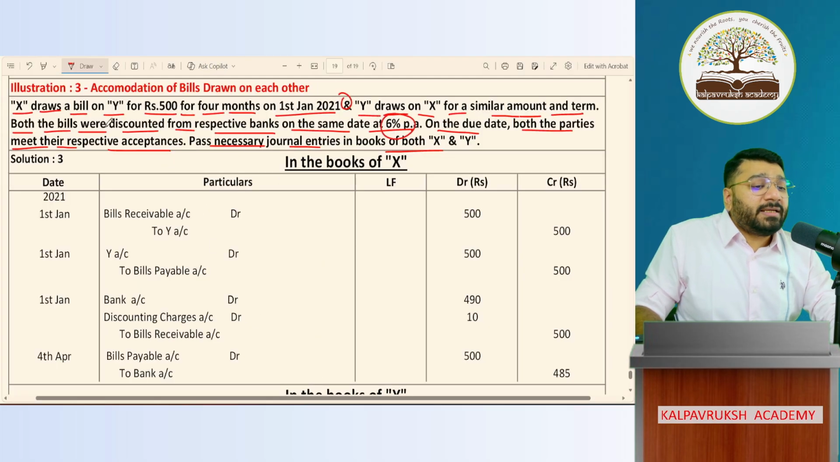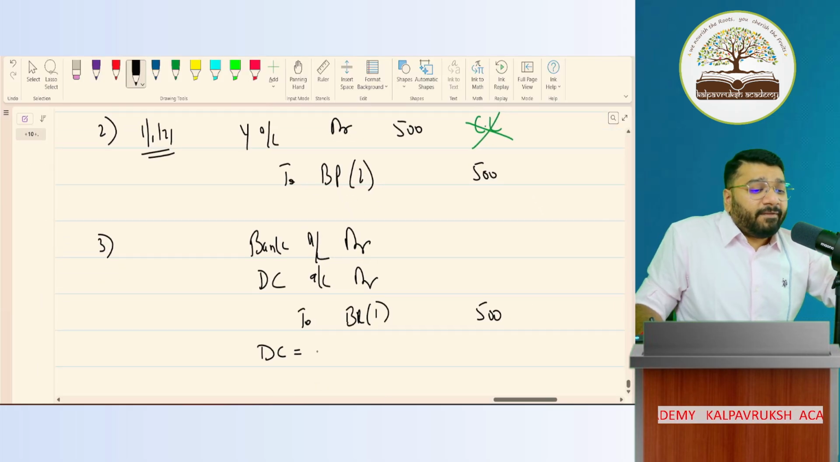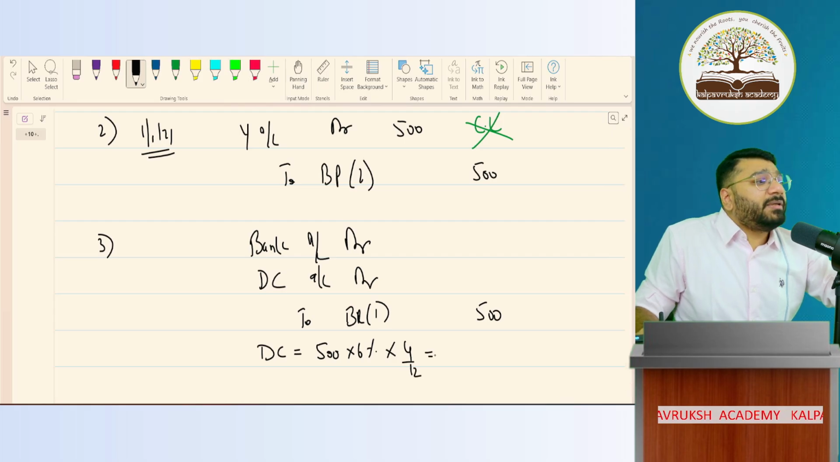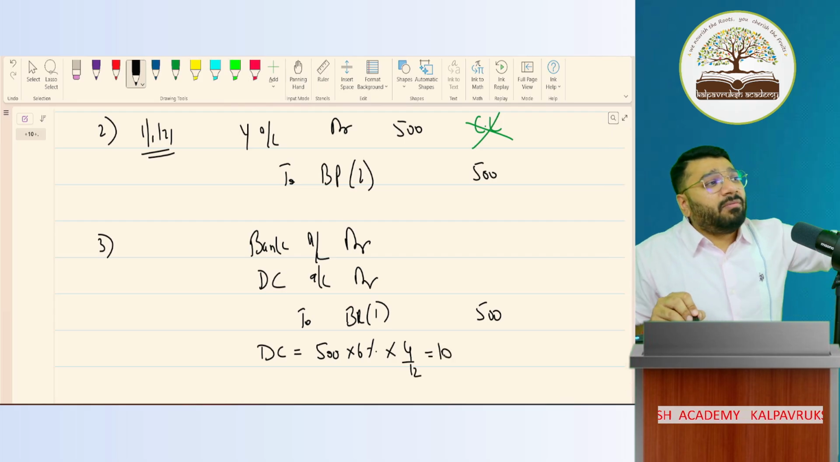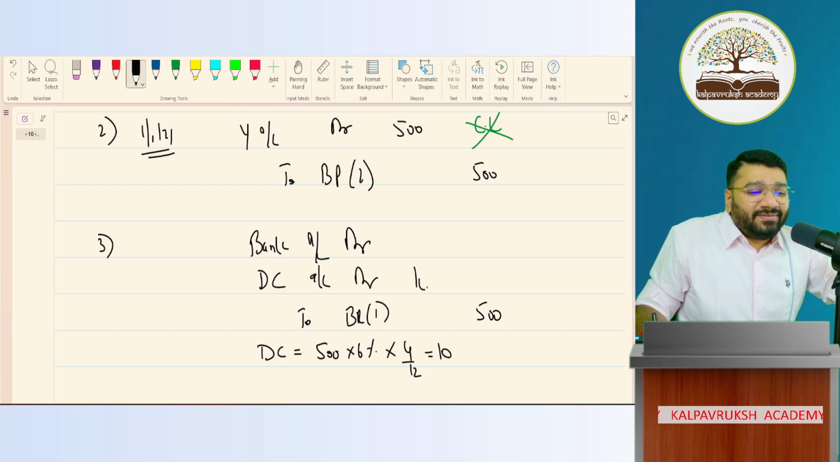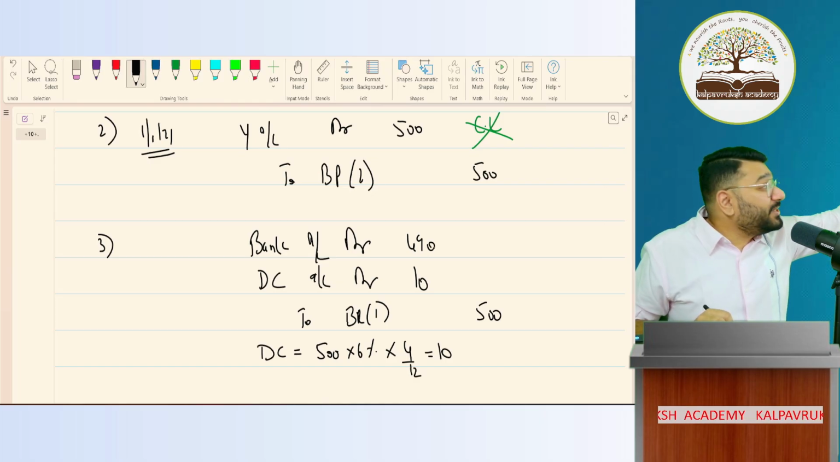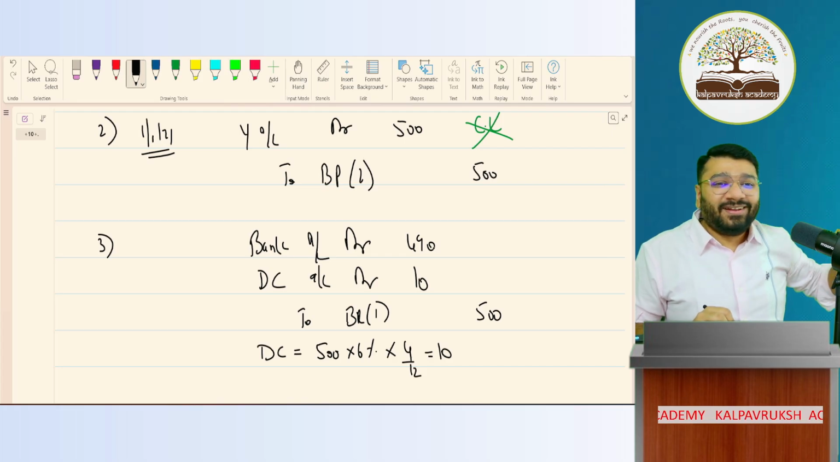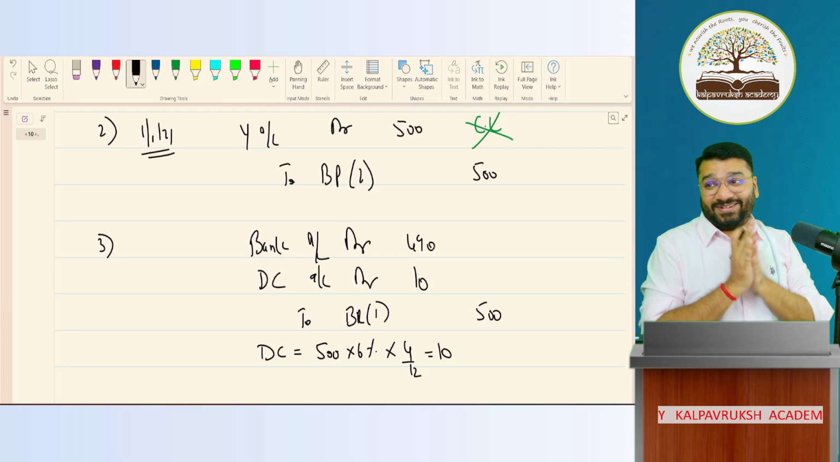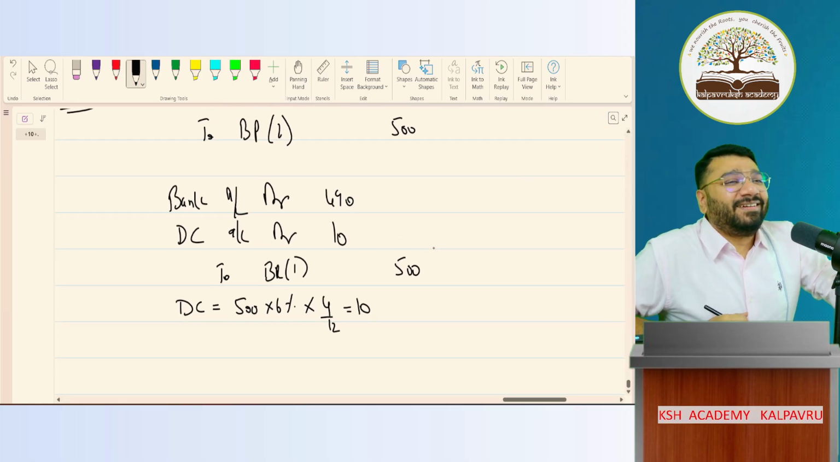6% per annum, and the credit period is 4 months. So discounting charges equal to 500 into 6% into 4 by 12. How much is it? 10 rupees. Siddhi, this is not 10 rupees, it is 10 crores. That is not 490 rupees, it is 490 crores. Now if crore comes, Siddhi will value it. Oh, crore. That's why I'm doing CA. Oh my God.